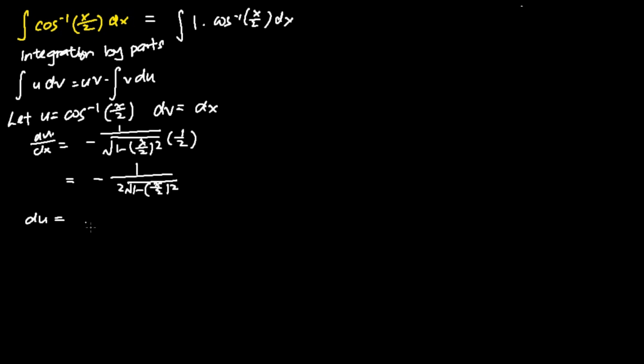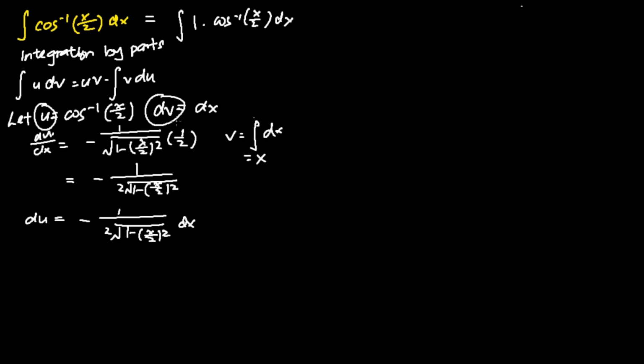I get du is equal to the negative of 1 over 2 square root of 1 minus (x over 2) squared dx. To find v, I integrate dv, so this is equal to the integral of dx, which is basically my x. I now have my u, dv, v, and du. I can apply the integration by parts formula. To move on to the next step, I get the following.